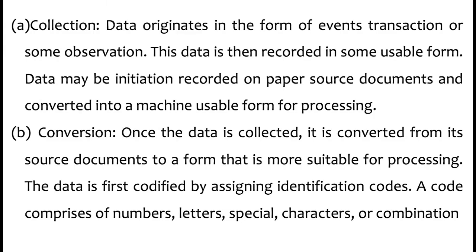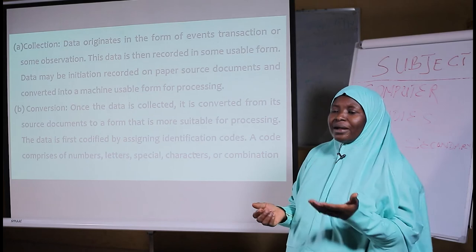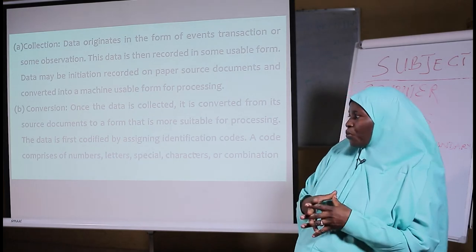The next is the conversion. Once the data is collected, it is converted from its source document to a form that is more suitable for processing. The data is first codified by assigning identification codes. A code comprises numbers, letters, special characters, or a combination. We can have letters, characters, and the combination of both.